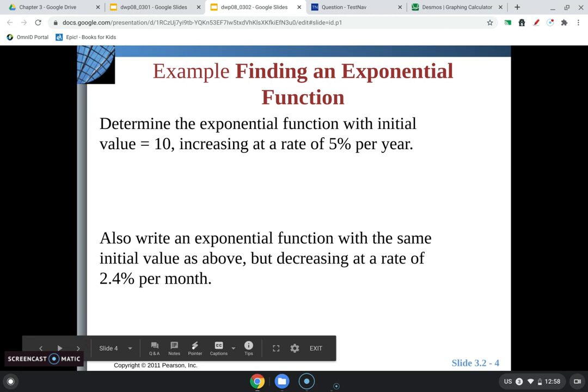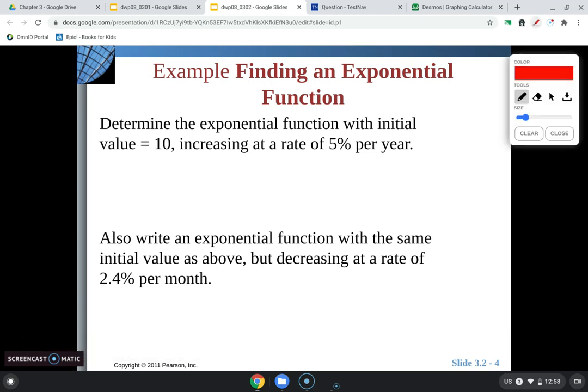Determine the exponential function with an initial value 10 increasing at a rate of 5% per year. So we're going to go 10 times 1.05 to the t, or to the x.